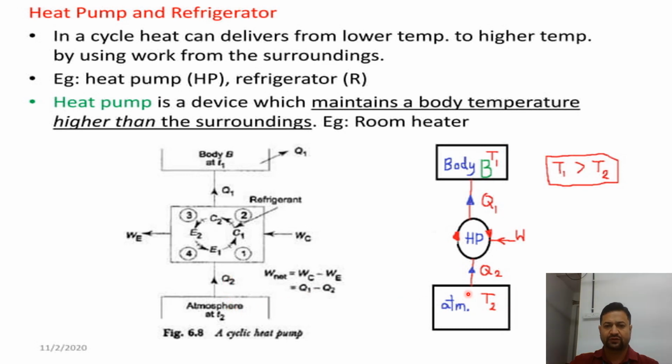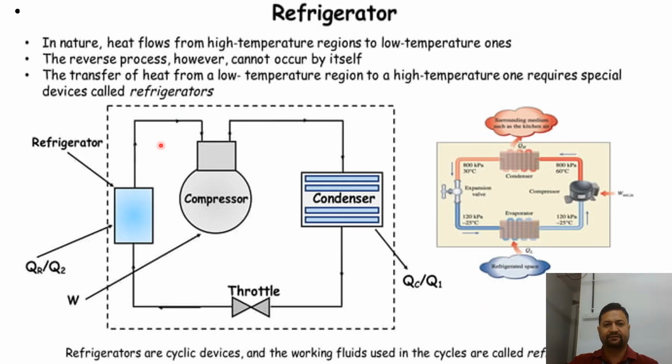Q2 from T2, then we will do some amount of work on the system, then it will supply heat to the high temperature body. Functioning is the same, only their desirable effect is different. So this is a complete setup for a refrigerator, the RAC that you might have gone through in the BME subject, and this is used to maintain the room temperature at a lower temperature as compared to the surroundings.